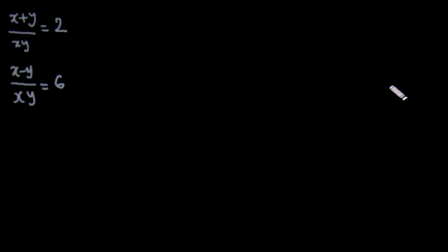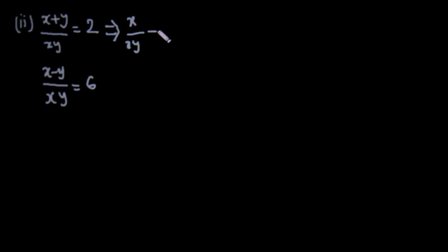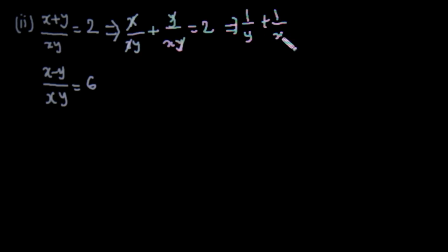Next one, the second. This is not as usual as the first problem. It can be written, by separating these two, as x by xy plus y by xy is equal to 2. x gets cancelled, y gets cancelled. This implies 1 by y plus 1 by x is equal to 2.